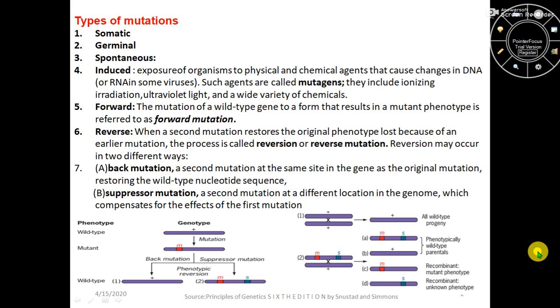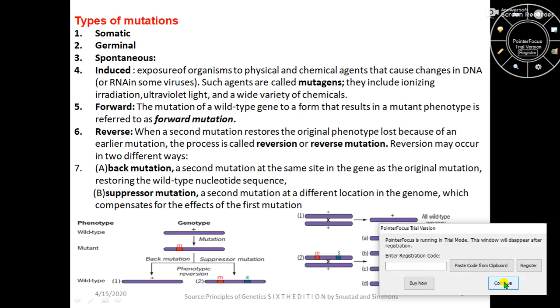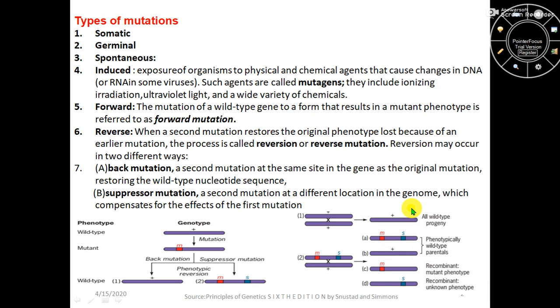One type is called spontaneous mutation, when mutations occur without any mutagen or without any physical or chemical agents. Many spontaneous mutations occur. In bacterial cells, spontaneous mutations happen in every 10 to the power 8 or 10 to the power 10 cells. In eukaryotes, it is one in 10 to the power 6 or 10 to the power 8 cells, where there is one spontaneous mutation.